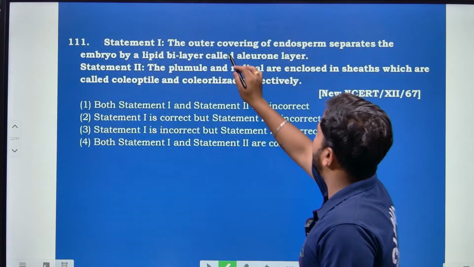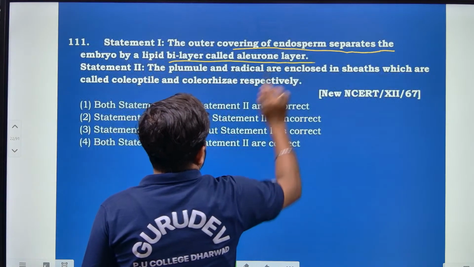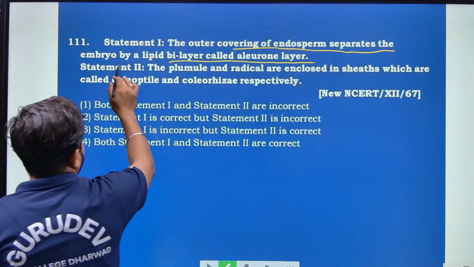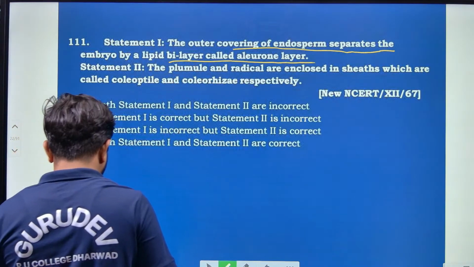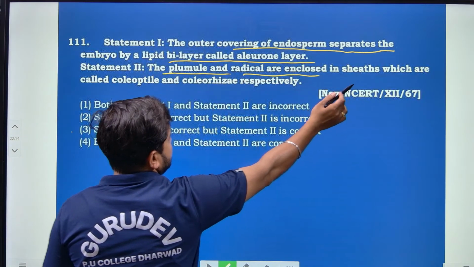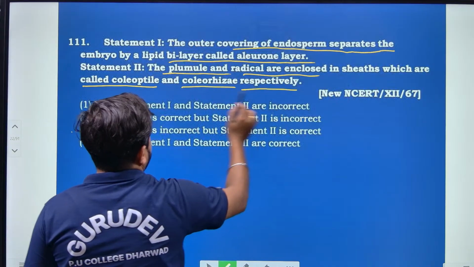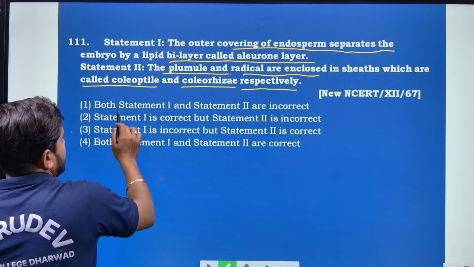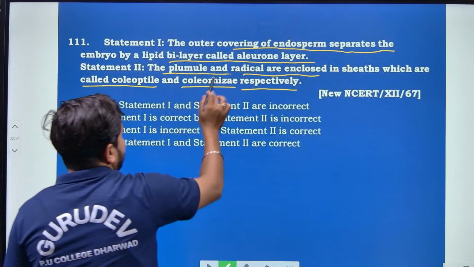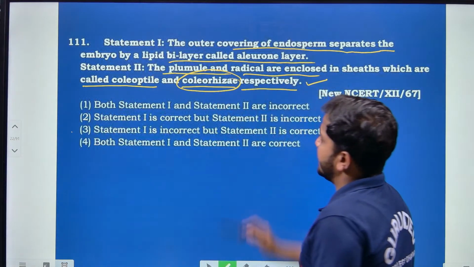Then statement 1: the outer covering of the endosperm separates the embryo by a lipid bilayer called the aleurone layer, right? Then the plumule and the radicle are enclosed in sheaths called the coleoptile and the coleorhiza respectively. Yes, the plumule is covered by the coleoptile, and the radicle is covered by the coleorhiza. So this statement 2 is correct, right?